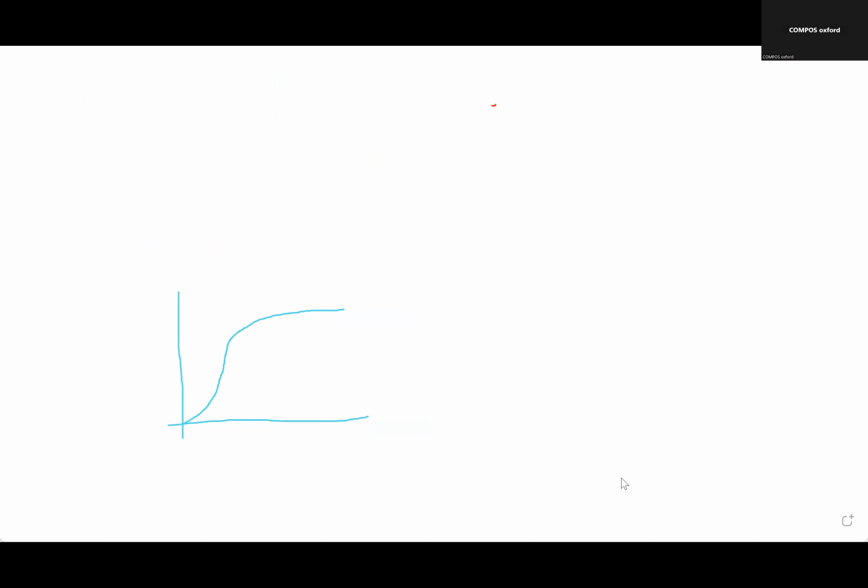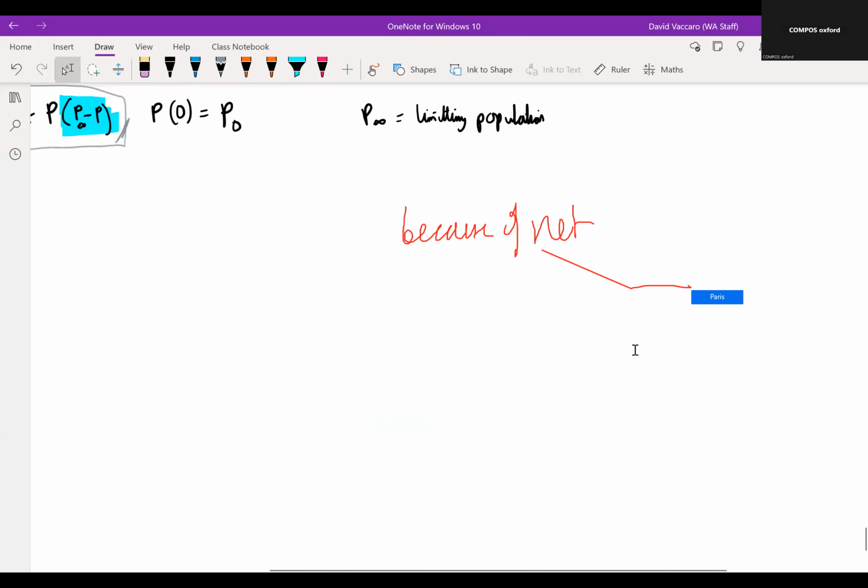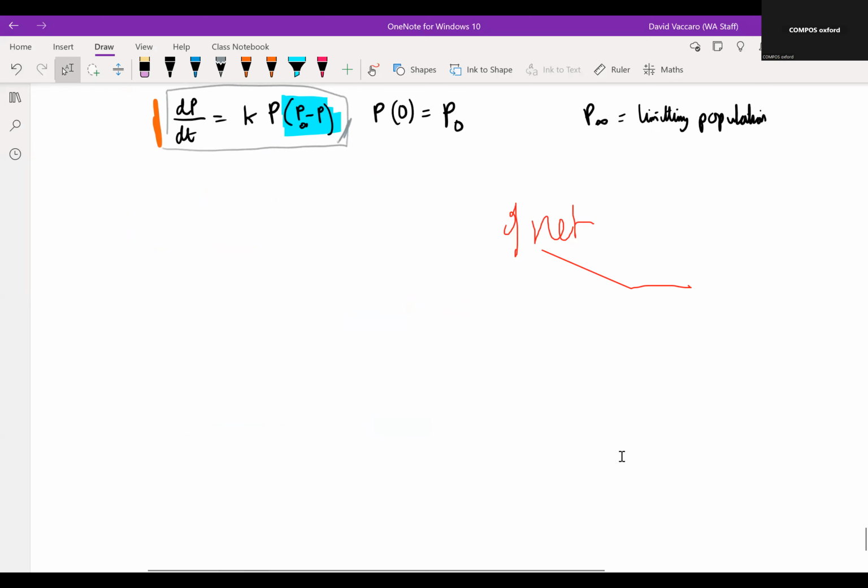So I'm going to move away from my whiteboard and go back to my OneNote. Oh, wow. So what can people see at the moment? Can people see my OneNote? Yes, excellent. Right.